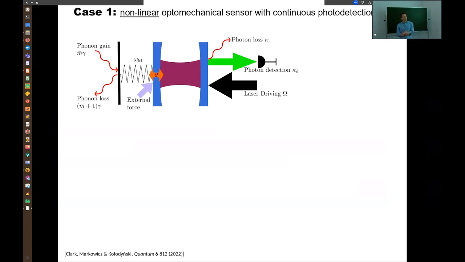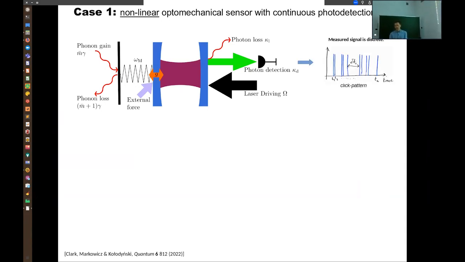So in particular, in this work that has been published, we've been trying to focus on the setup in which the experimentalists are doing photodetection. So in the real lab, you will get clicks, and you'll get clicks at times one, two, and so on.